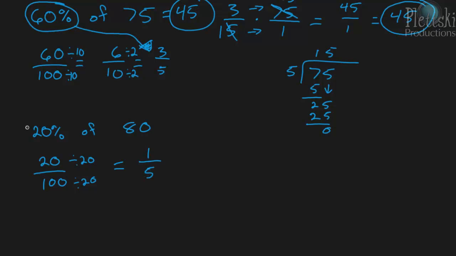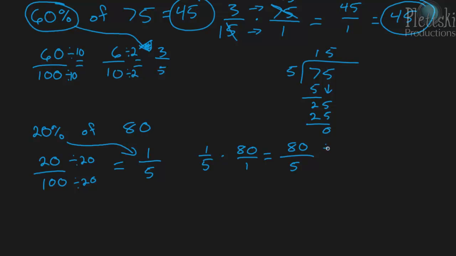So 20% is the same thing as 1/5. So we really want to take 1/5 of 80, and the way we do that is we multiply 1/5 times 80, and we can rewrite 80 as a fraction as 80 over 1. And now we can either multiply straight across and then simplify, and let's do it that way this time. So 1 times 80 is 80, and then 5 times 1 is 5. So now we have 80 over 5.